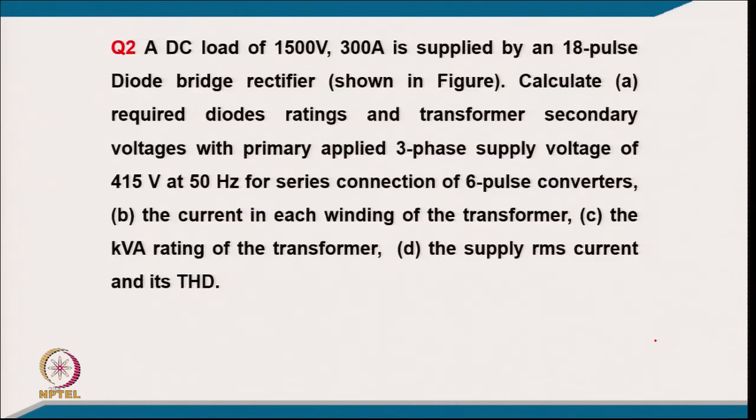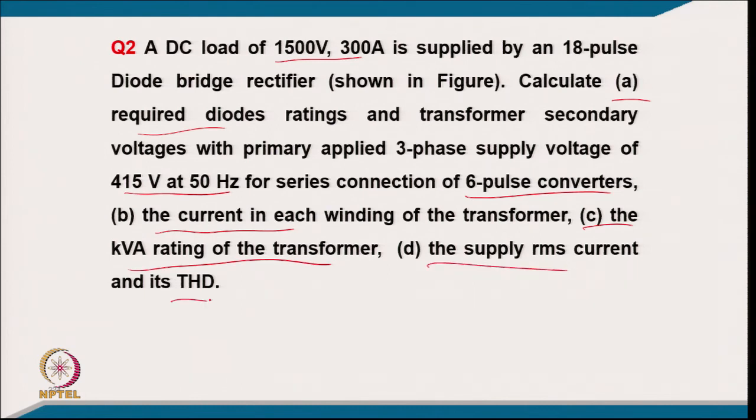You get 15.23 or so. Now, coming to a second example: a DC load of 1500 volt, 300 ampere is supplied by an 18 pulse diode bridge rectifier. Calculate the required diode ratings and transformer secondary voltage, with the primary applied a 3 phase supply voltage of 415 volt at 50 hertz, for series connection of 6 pulse converters. B, the current in each winding of the transformer; C, the kVA rating of the transformer; and D, the supply RMS current and THD.